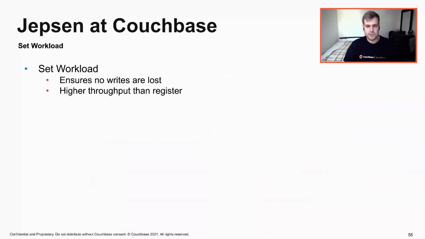The second workload I want to talk about is a set workload. This is designed to ensure that no writes are lost when performing multiple concurrent writes, while a failure is introduced into the distributed system. We're able to get much higher throughput during this test than the register workload due to the test only performing isolated writes. This also makes the analysis far less complex.